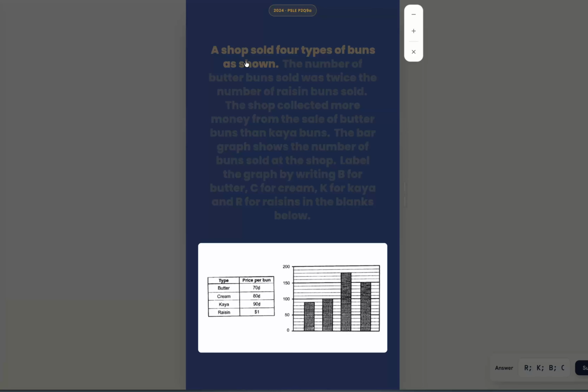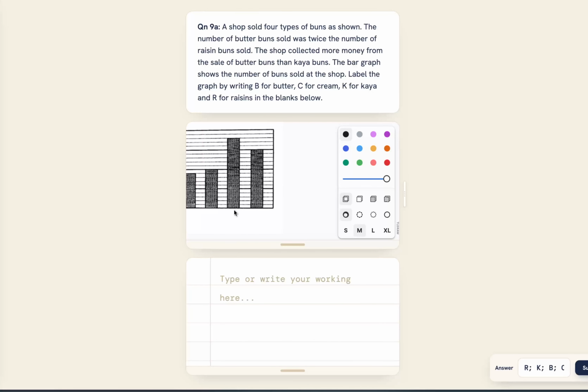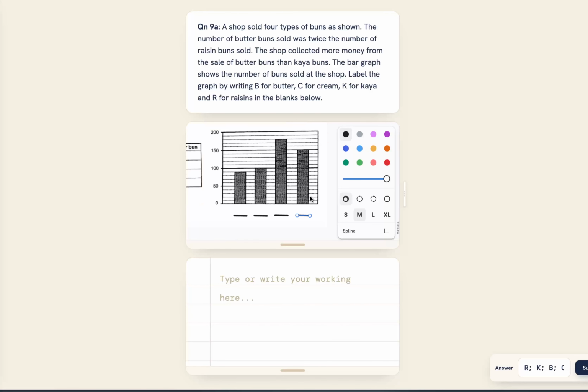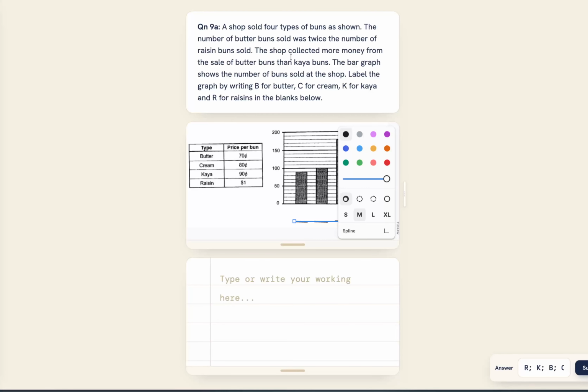Question 9, part A. A shop sold 4 types of buns as shown. The number of butter buns sold was twice the number of raisin buns sold. The shop collected more money from the sale of butter buns than kaya buns. The bar graph shows the number of buns sold at the shop. Label the graph by writing B for butter, C for cream, K for kaya, and R for raisins in the blanks below. So basically the blanks are within this graph over here. So let's go through step by step.